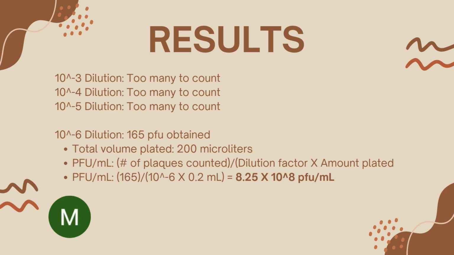We used that and then divided it by the dilution factor times total volume to find the plaque forming units per milliliter. We found that that was 8.25 times 10 to the 8 plaque forming units per milliliter. This means that for every milliliter, there's 8.25 times 10 to the 8 phages.